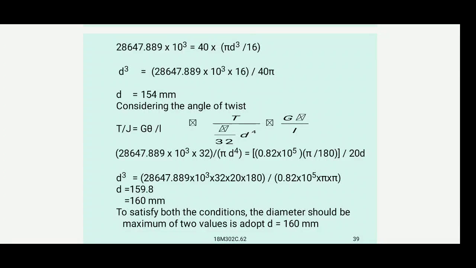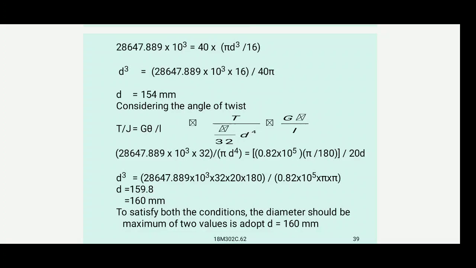So that is equal to 28,647.889 into 10 cube is equal to 40 into 5 d cube by 16. That is, d cube is equal to 28,647.889 into 10 cube into 16 by 45. d is equal to 154 mm.